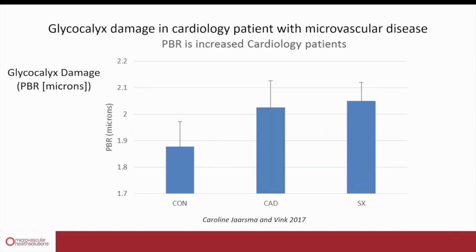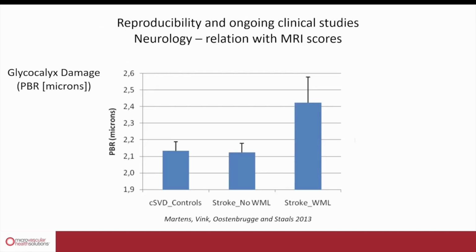Well, another example of damage to glycocalyx is shown in this cardiology study. This is comparing cardiology patients with large vessel disease and small vessel disease compared to age-matched controls. And again, this shows an increase in damage to their microvascular glycocalyx, but also their large vessel glycocalyx in these patient groups.